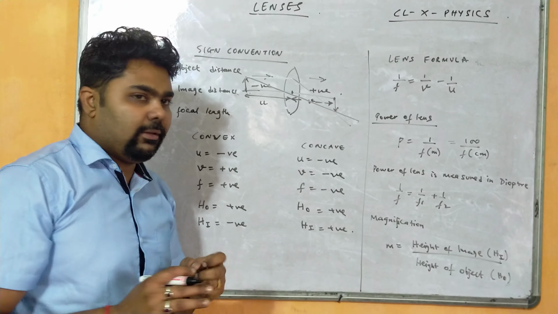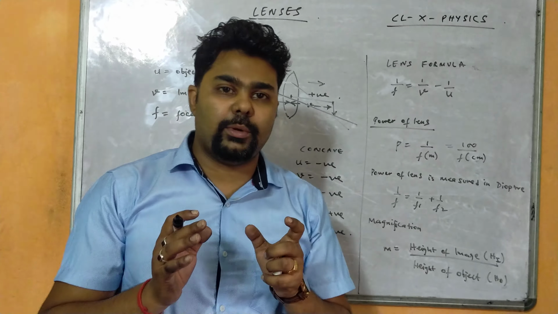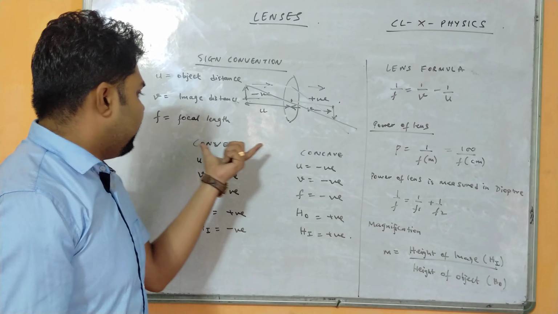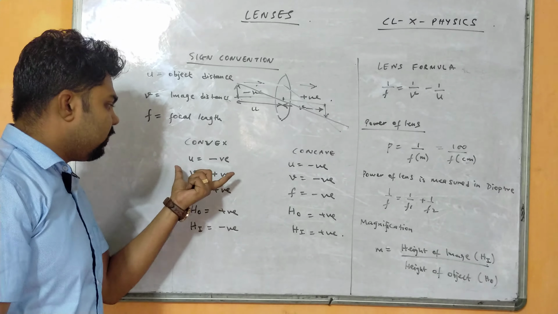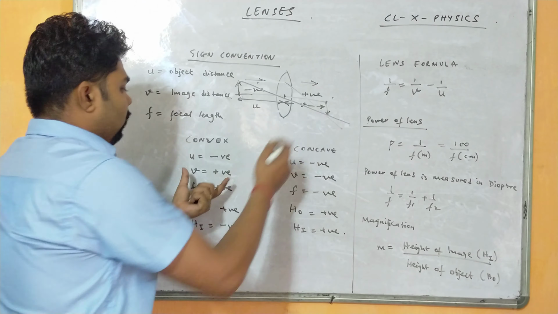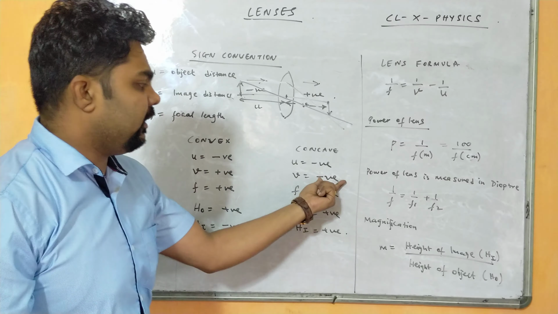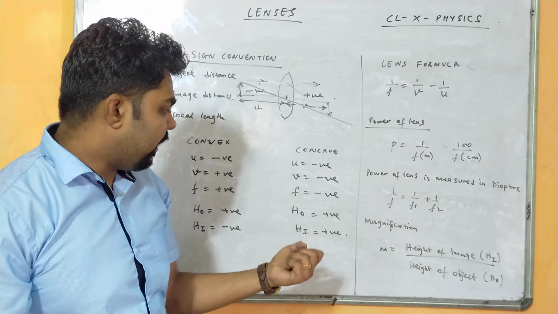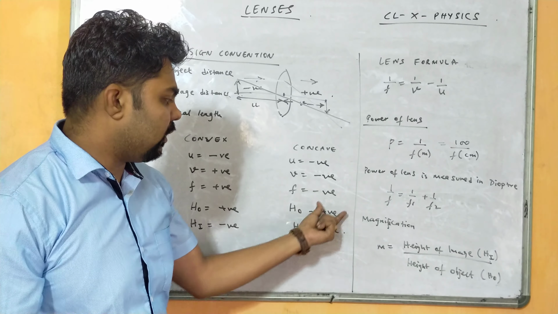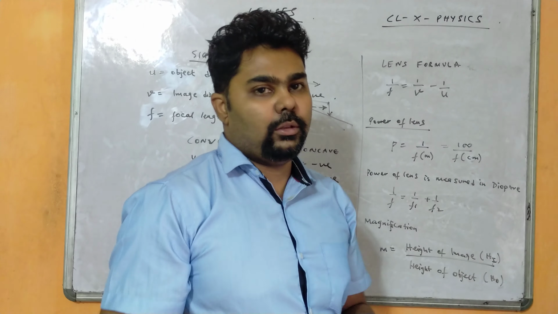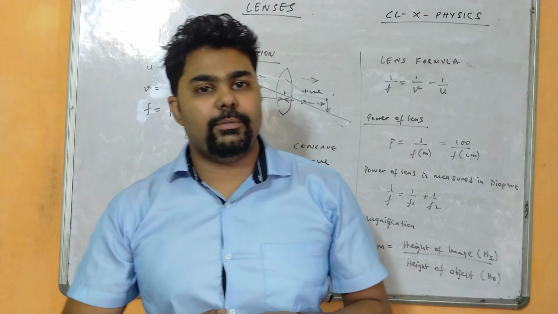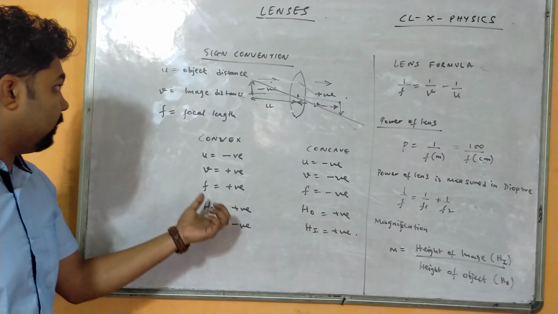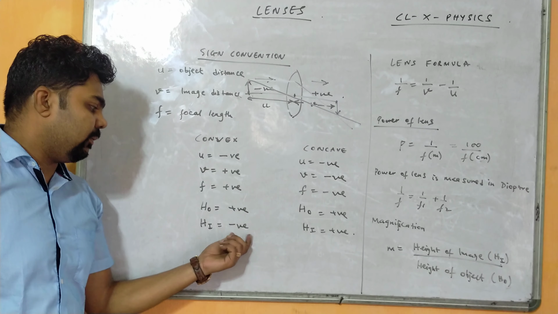In the concave lens, also the object distance is said to be negative because it is placed in front of the lens, same as that of convex. But in case of convex, the image was formed on the right hand side, so it was positive, while here the image is formed on the same side. So in case of concave, v is negative, f is also negative, and the height of object and height of image both are positive because it forms an erect image. Virtual images form an erect image in case of concave. So here both the heights are positive, but in case of convex, we have seen the height of object is positive where the height of image is negative.